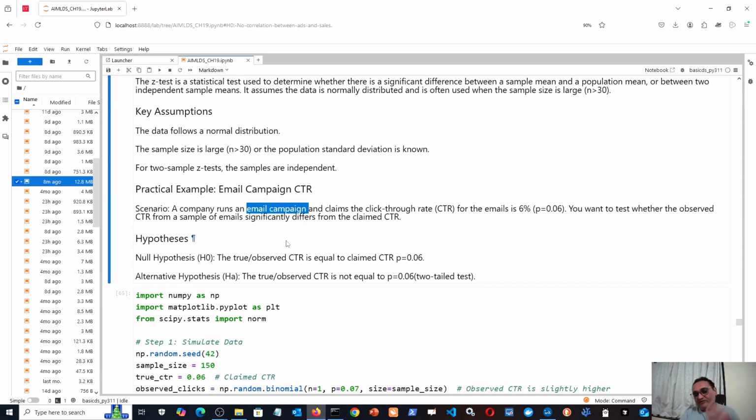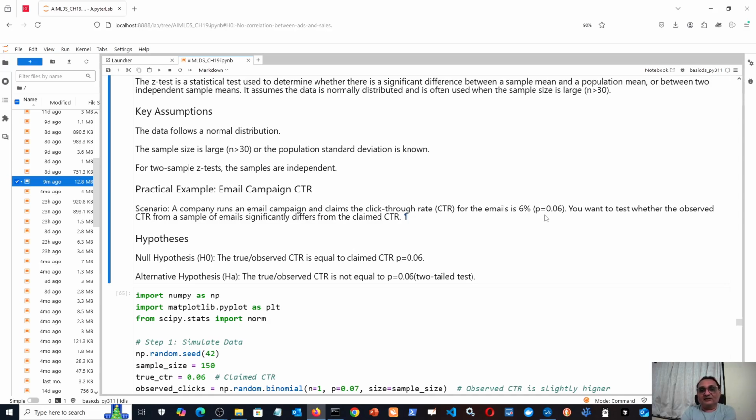It assigns some advertising or marketing agency. So suppose a big company has assigned the email campaign responsibility to a company which runs email campaigns, and then it claims that the click-through rate, CTR, is 6%. That means that out of every 100 emails which are randomly sent to different people, 6 emails are clicked. Okay, that is what that advertising agency claims.